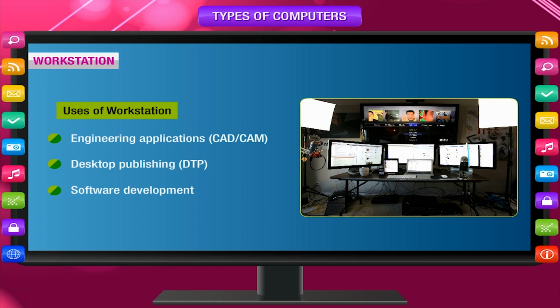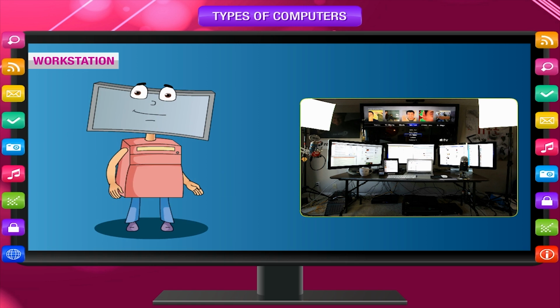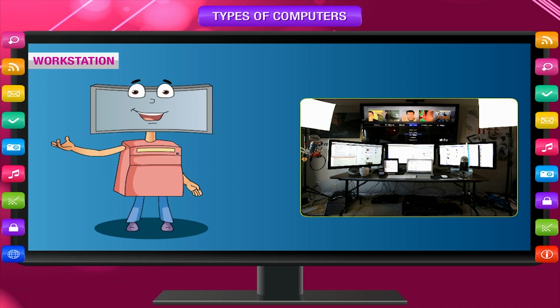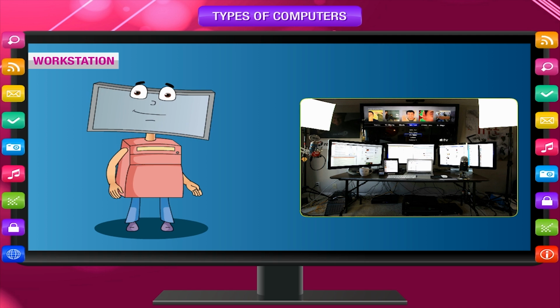Uses of workstation. It is used for the following: engineering applications, CAD or CAM, desktop publishing (DTP), and software development. In networking, workstation refers to any computer connected to a local area network. It could be a workstation or a personal computer.